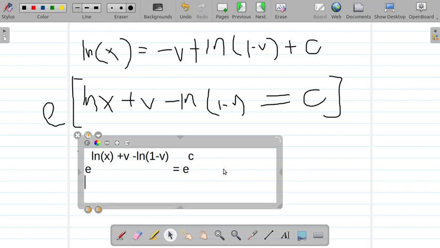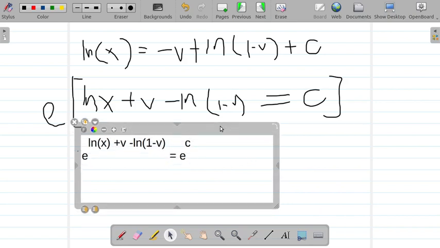So, using exponential rule, pwede nato ni ma-write ang e to the power of ln of x, e to the power of v, e to the power of ln of 1 minus v, equals e to the power c.